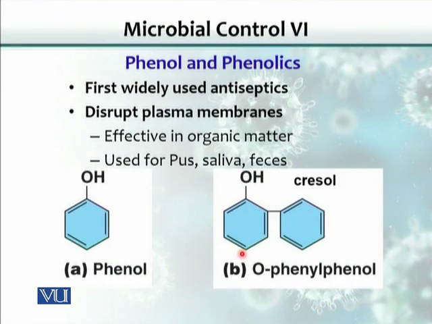Now, the first chemical that was used as an antibacterial agent was phenol, by Joseph Lister back in the 1700s somewhere. It is still used. It disrupts the plasma membrane; that is its mechanism of action. It is effective in organic matter. This is a beautiful property, and that is the reason it could be used in situations where there's pus, especially in hospitals where you have operated on a person having pus.